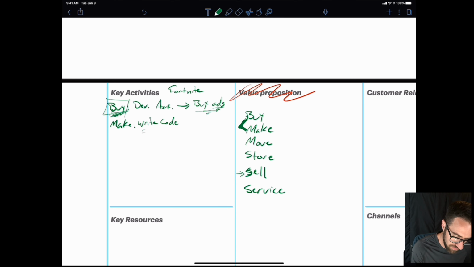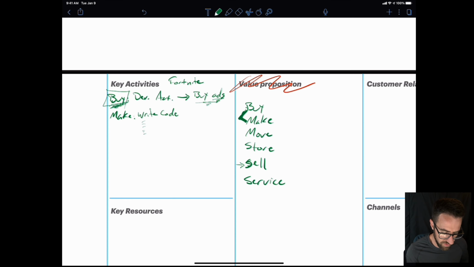Right? What are some of the components of writing good code? What are some of the components of designing the user interface? Do you need logos or artwork? Think about what that make phase requires, right? And part of that might be you're buying it, right?